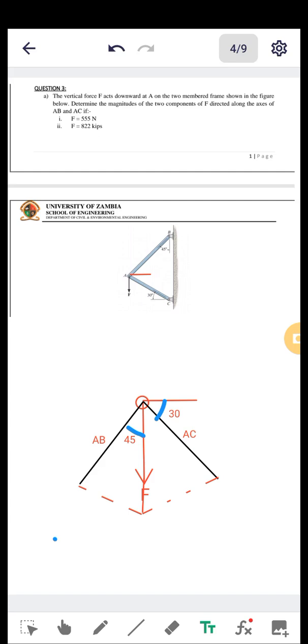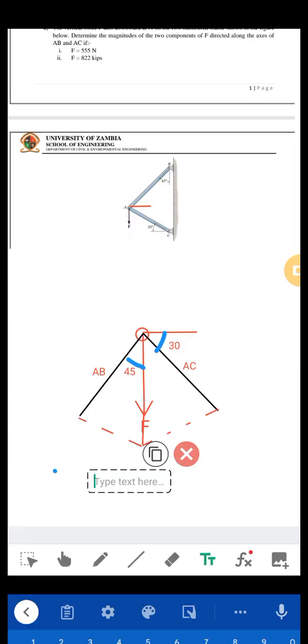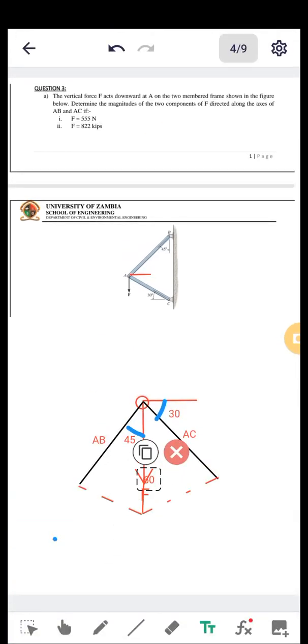So now what do we do? Since we now know that that is angle 30, you can see this line is making a 90-degree angle. So we are free now to calculate the angle which is here. How do we calculate that angle? We simply subtract 30 from 90, which should be 60. So that is angle 60.